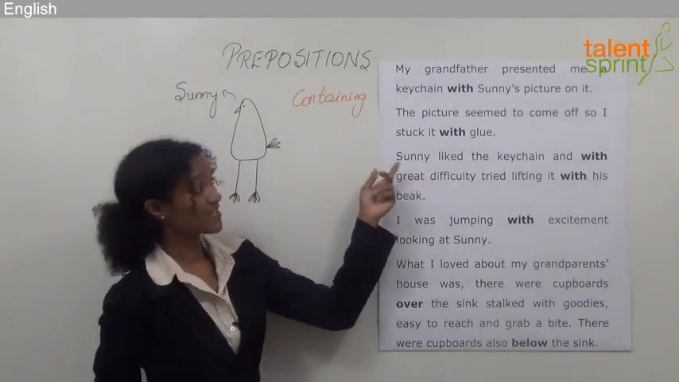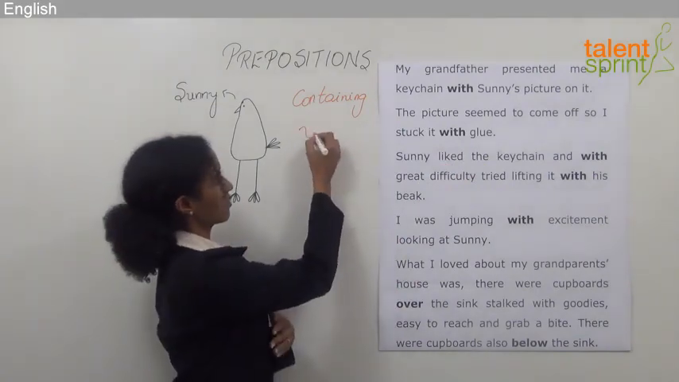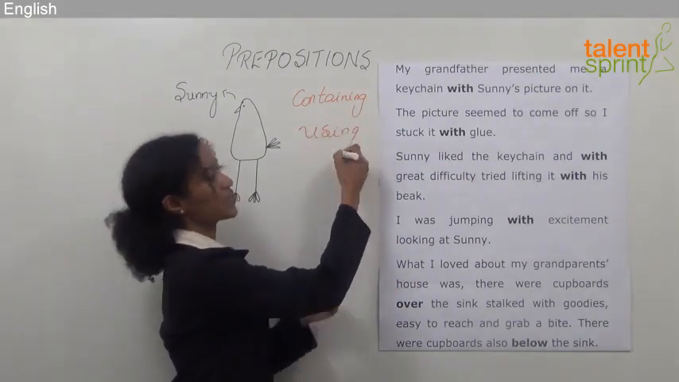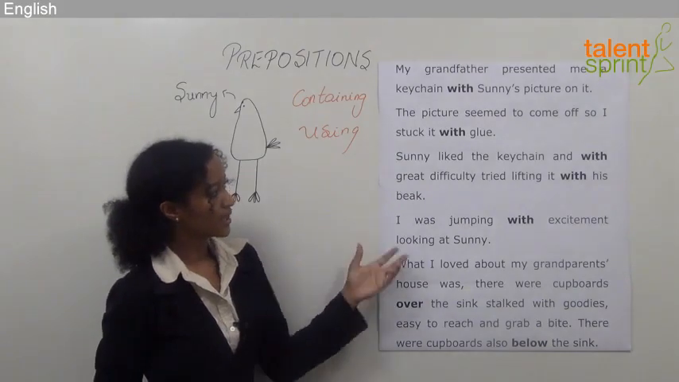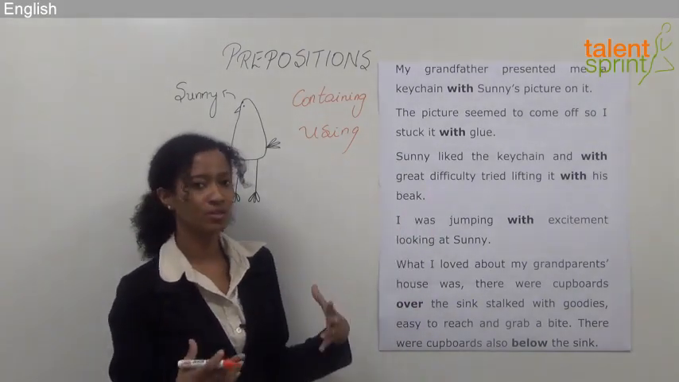The picture seemed to come off, so I stuck it with glue. Here, with denotes using. Using glue, I stuck it. Sunny liked the keychain and with great difficulty. There, with denotes the manner.